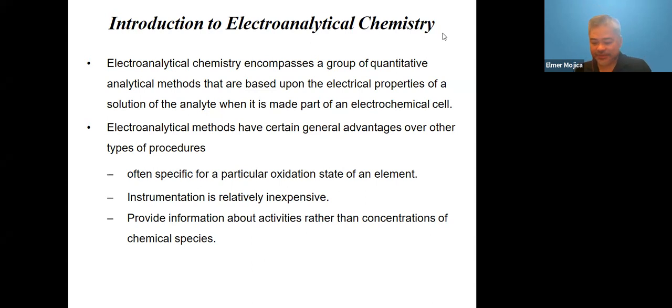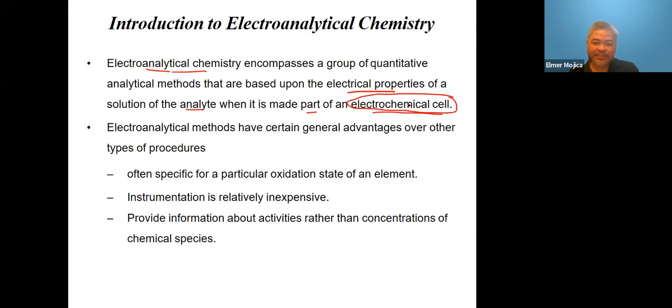dito tayo sa field ng tinatawag na electroanalytical method or electroanalytical chemistry. So if we're going to look at this, it encompasses a group of quantitative analytical methods that are based upon electrical properties, okay, of a solution of the analyte when it is made part of the electrochemical cell. So kailangan dito yung tinatawag nating electrochemical cell.